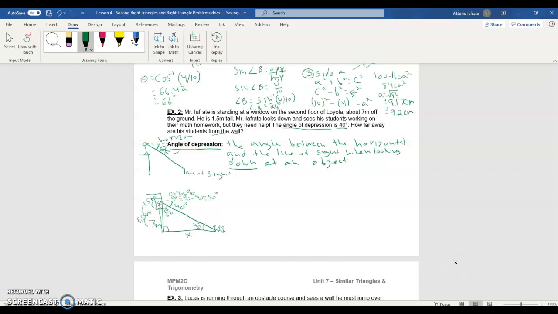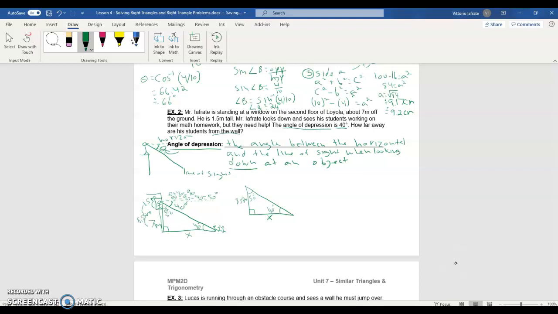So let's just redraw this triangle now as a triangle that we need to solve. So here's my triangle. It's a right angle triangle. I have 40 degrees over here. Over here I have 50 degrees. Over here I have 8.5 meters. And I'm looking for x over here. I'm looking for this distance.